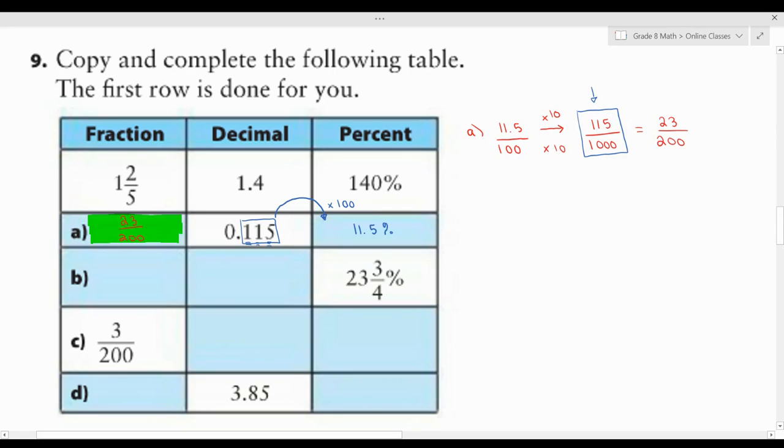Okay, so as I always tell you guys, just stick with whatever makes more sense to you. All right, so either way, if you were to work it out like this and then simplify it, or go straight here and simplify, you'll still get 23 over 200 for our fraction.